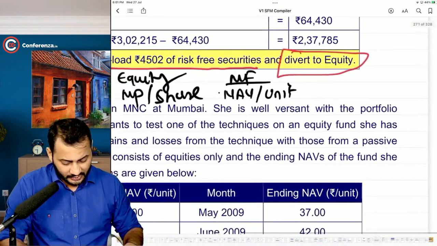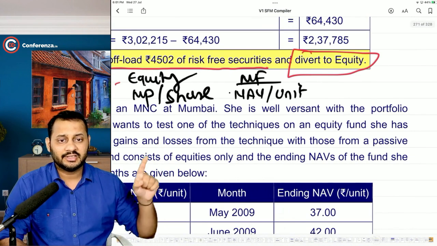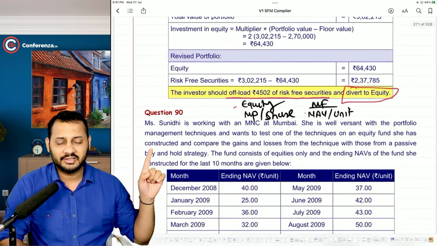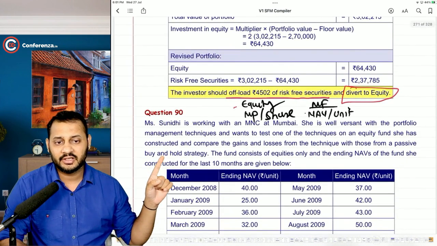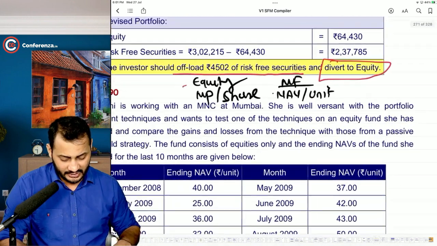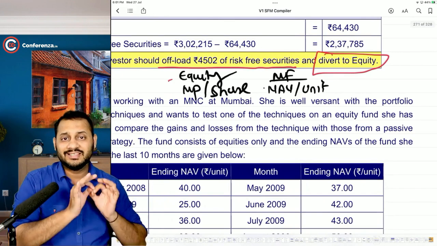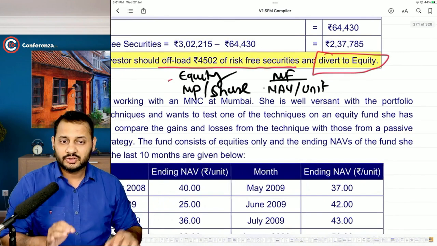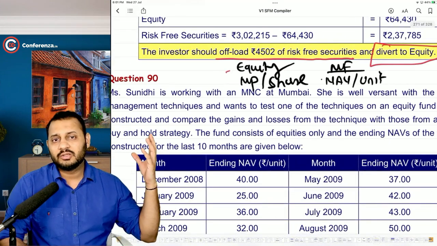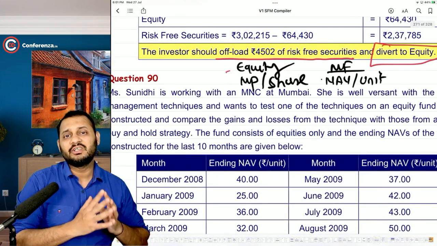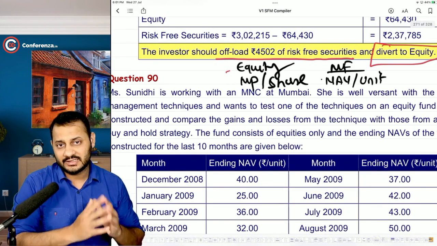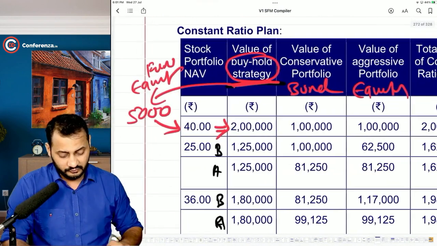They said that we want to test one of the techniques on an equity fund she has constructed and compare the gains and losses from the technique with those from a passive buy and hold strategy. This fund consists of equities only. So when we discussed the buy and hold strategy, she wanted to invest only in the equity fund. That's why we have taken this approach.